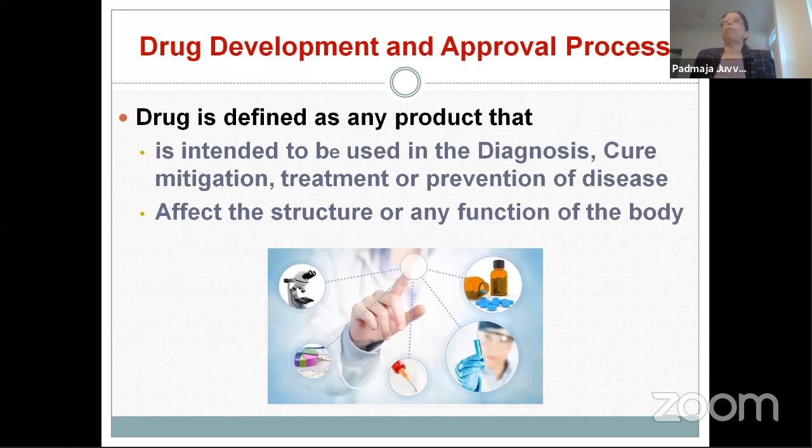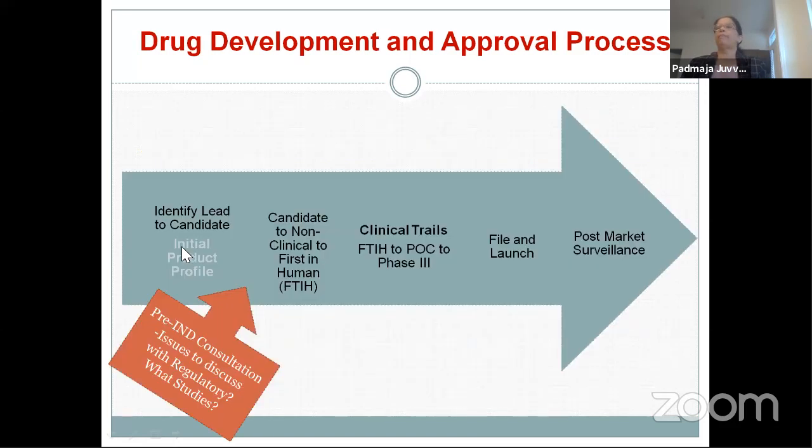So when we talk about the drug development and approval process, what actually is the drug? A drug from an FDA perspective, or from a regulatory agency's perspective, is defined as any product that is intended to be used in the diagnosis, cure, mitigation, treatment, or prevention of disease. Or it can also affect the structure and function of the body. So the next slide talks about this.